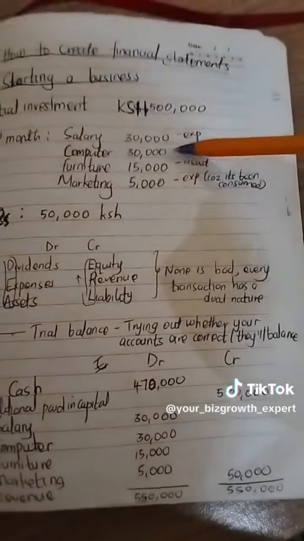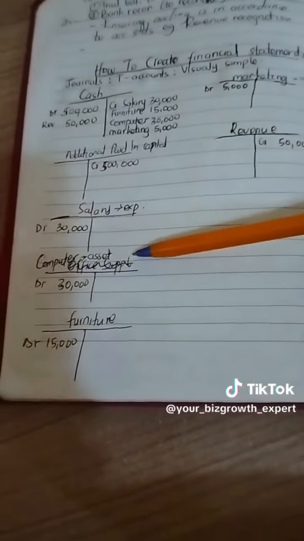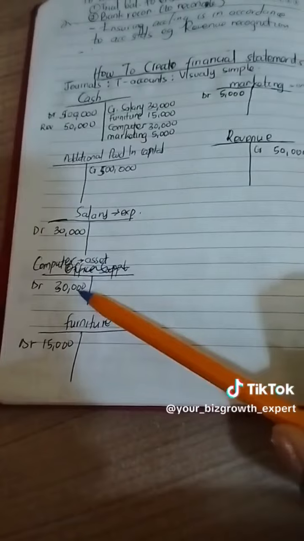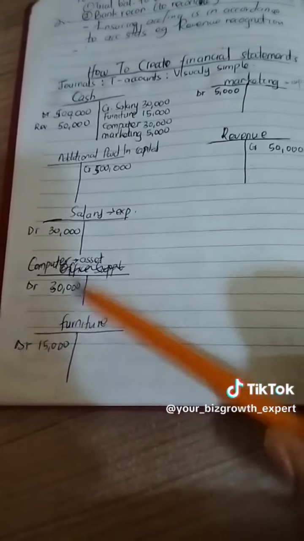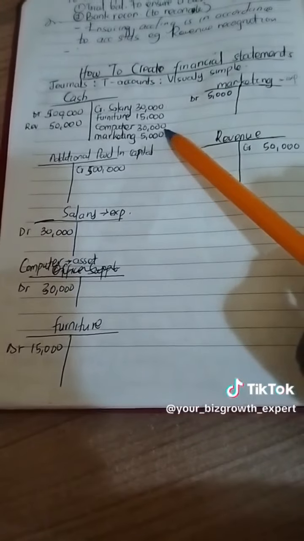Now, the first expense that we had was a computer, which is an asset. And you see, assets are debit entries. So you come here and you see that your computer is going to get a debit entry. But what did we buy the computer with? We bought it with cash. So the computer is going to be a credit entry on the cash account.